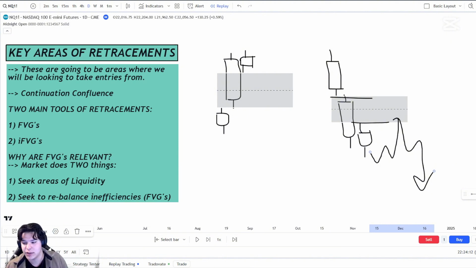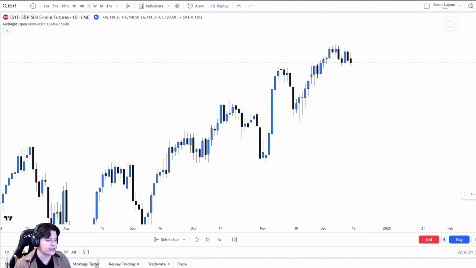So let's go ahead and take a look. All right, so we're now on ES on the daily time frame, and I'm essentially just going to be pointing out some fair value gaps, and more importantly, giving you my thought process as to how I'm analyzing the fair value gap that's getting created. What is the context around it? Is it a quality fair value gap? Is it a shit fair value gap? Why would I not take it into account? And that sort of thing, because that's the most important thing.